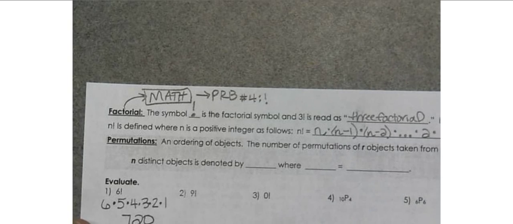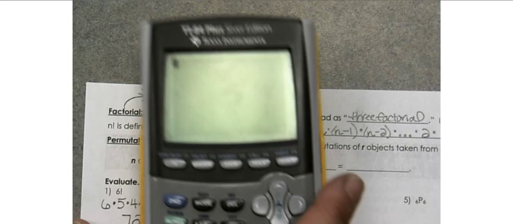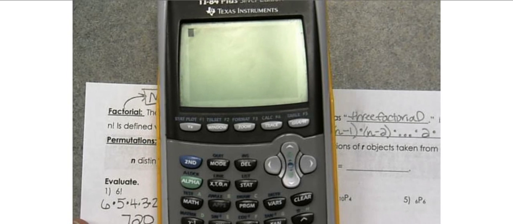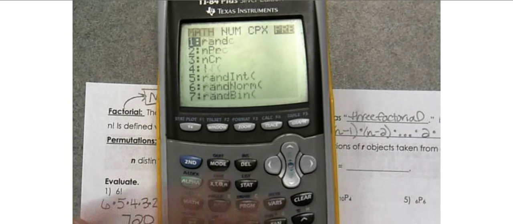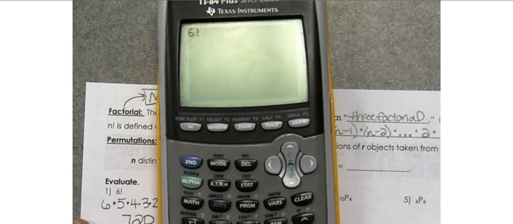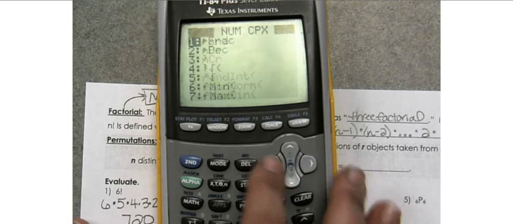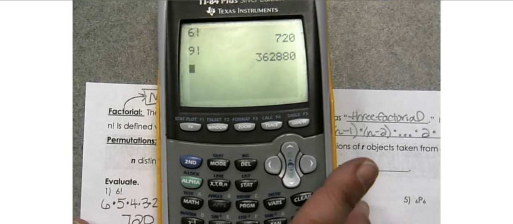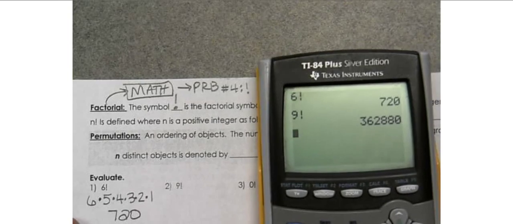So what we could do is, instead of typing in 6 times 5 times 4 times 3 times 2 times 1, we could take 6, hit Math, over to PRB, hit number 4, and in our calculator, if we press Enter, it tells us that that's the answer, 720. So we can very easily then evaluate 9 factorial. Notice that gives us 362,880.